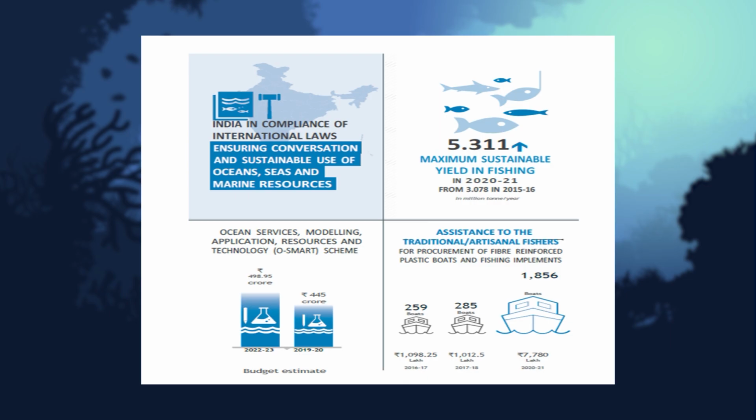Then when you look into the money we spent, you will see here in 22-23 it is 498.95 crore as compared to 445 crore in 2019-20. When it comes to assistance to traditional artisanal fishers, here also you will find that in 2016-17 it was 1098.25 lakh, but in 2020-21 it is 7,780 lakh. So in this way our progress in this particular goal is progressing well.